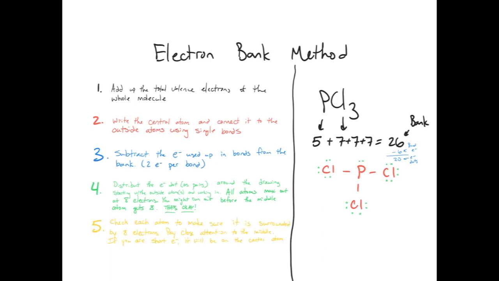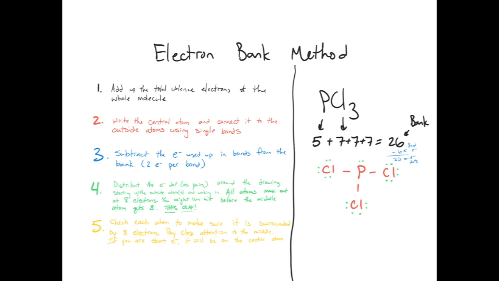The last step is to check to make sure that each atom is surrounded by 8 valence electrons. Pay extra close attention to the middle atom. If there are short electrons, it will be on the central atom. So the chlorine over here, again, is surrounded by 6 dots and connected with a bond, so that's 8. 6 dots in a bond is 8, 6 dots in a bond is 8, and this phosphorus is connected by 3 bonds and 2 dots, so that's 8. If you're short, you would have to go on to step number 6.